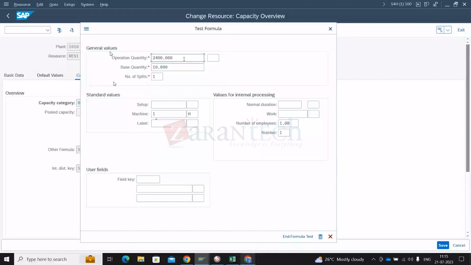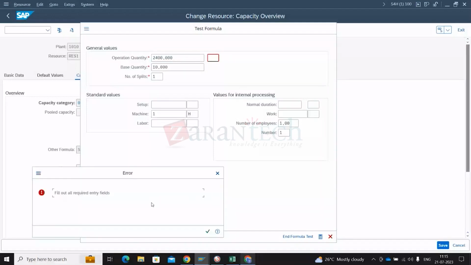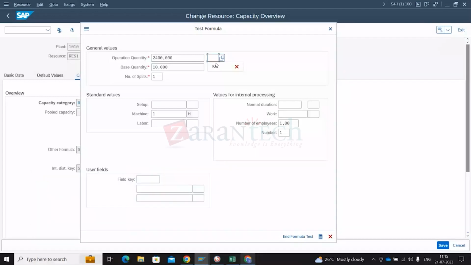So let's do the calculation. Here is the button. So the calculation says fill up all the required fields. So what is missing here? Operation quantity in terms of some unit. Okay, kg or so. So whatever is the base unit.